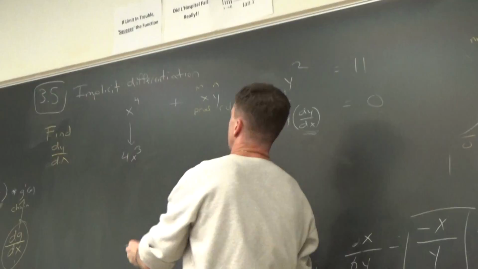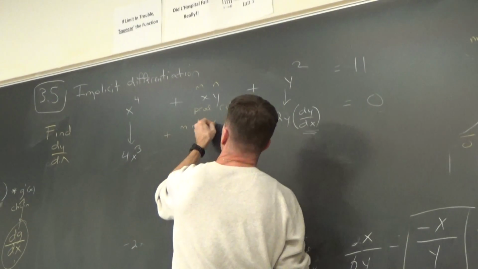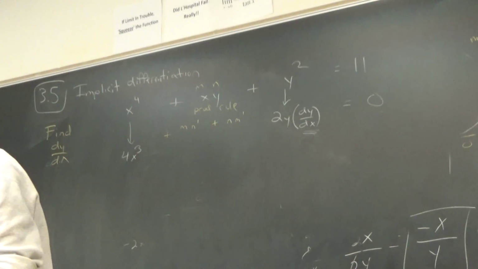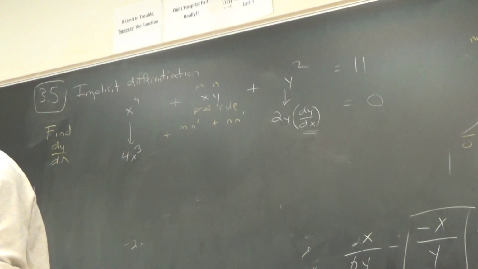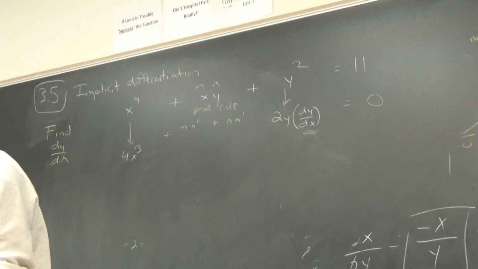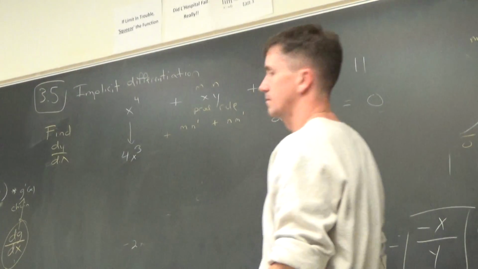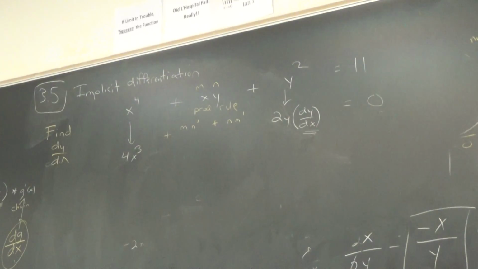All right. First times the derivative of the second plus the second times the derivative of the first. Okay, let's hope I don't mess up this product rule. You fixed my problem last time.